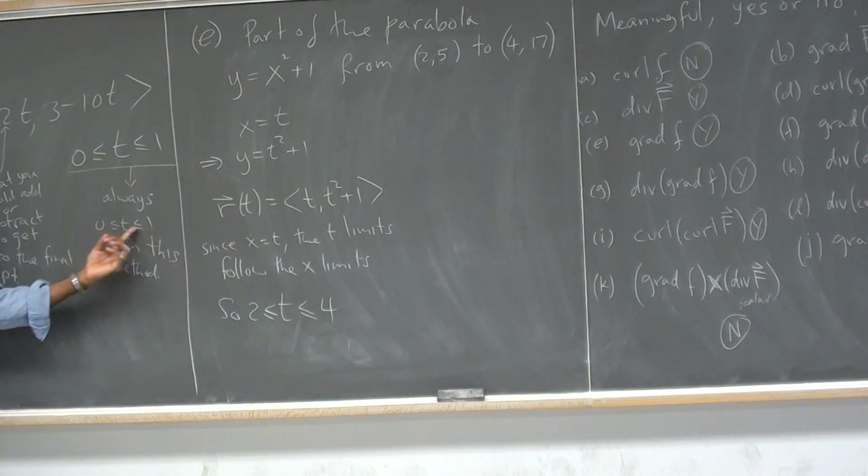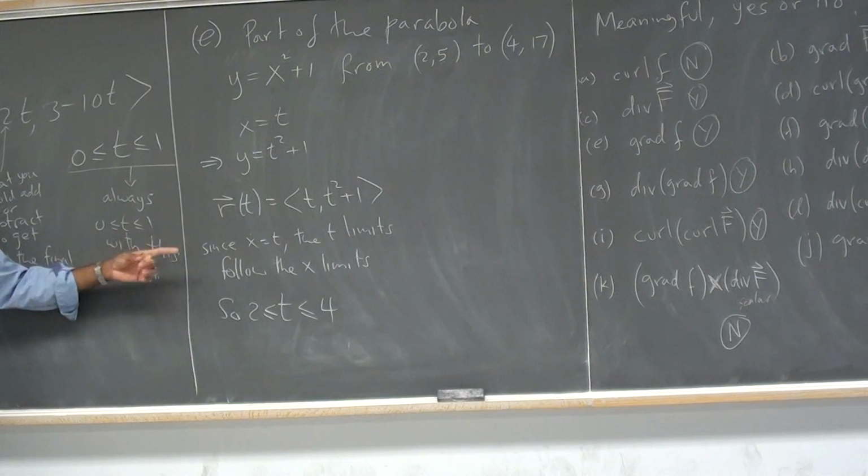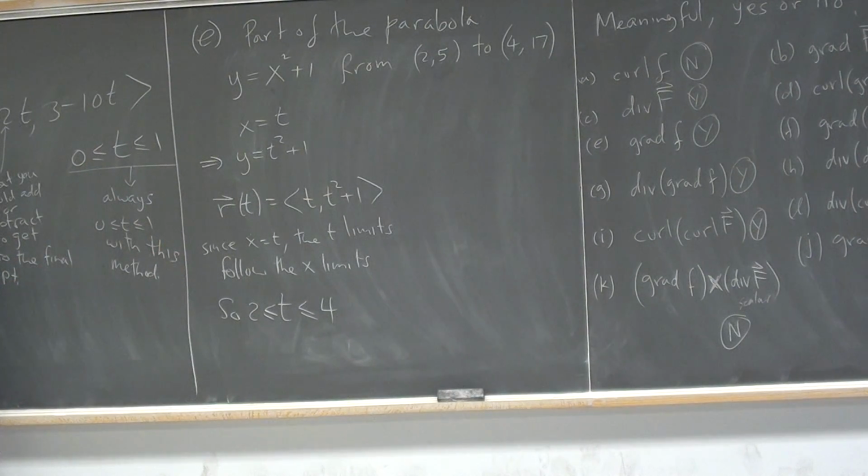So I say always 0 to 1 with this method only. Of course, if you're in a different context, your limits can change. But if you do a straight line using the formulas I gave you, it's always 0 to 1.